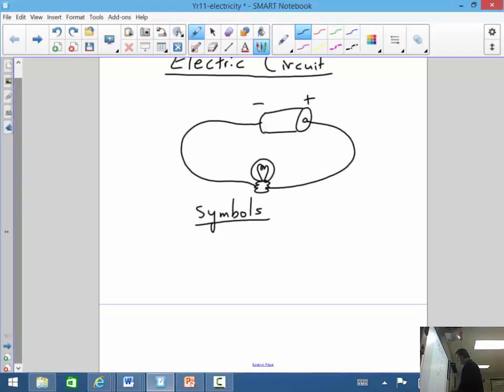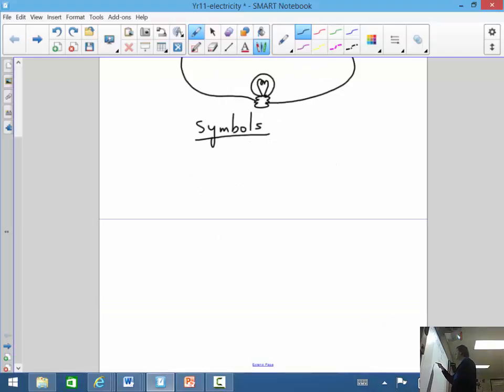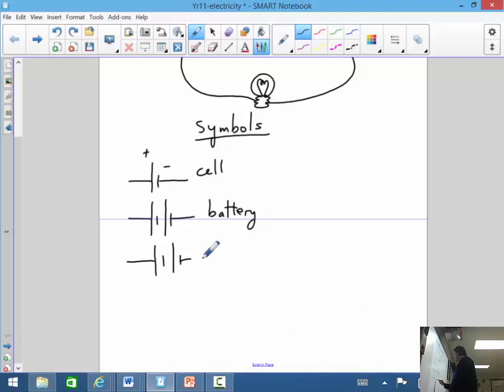Okay, so typical ones you can use here would be a simple one for a cell, which has just got a positive terminal and a negative terminal there. If you start to put them together, you can get what's called a battery, where you get more than one cell together. If you indicate that with an arrow going through it, that often means it's adjustable, the sort of thing you would get in a power pack, okay, or power supply.